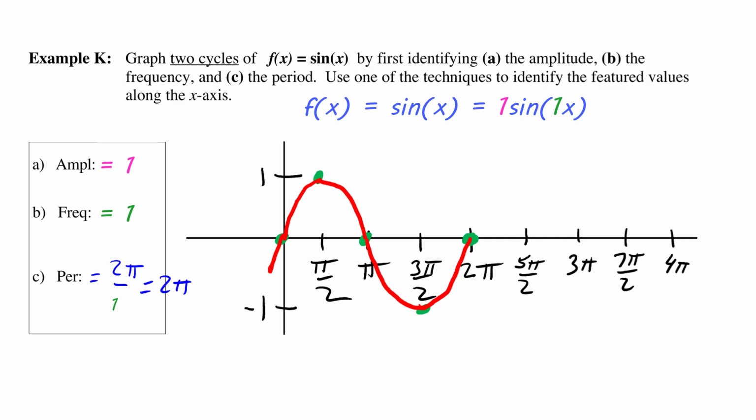Then we locate the points. We have maximum, 0, minimum, 0, same as the first cycle. And we put in the segments. A little bit more on the right to show where the graph is going afterward. And there is our parent function, 2 cycles of the sine of x.